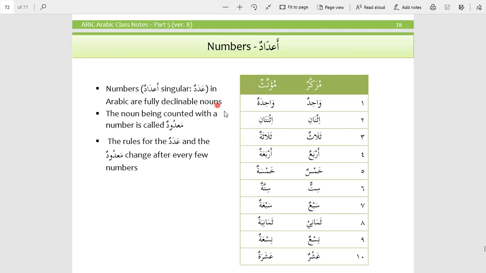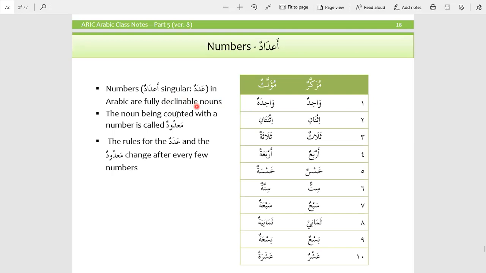Numbers, in Arabic, they are declinable nouns. They're actually nouns and declinable. What does it mean, fully declinable? We can say, for example, wahidatun, wahidatin, wahidatan. That's being declinable. They can be mansubun, they can be in majrurun case, they can be in marfu'un case. This is what it means to be declinable.